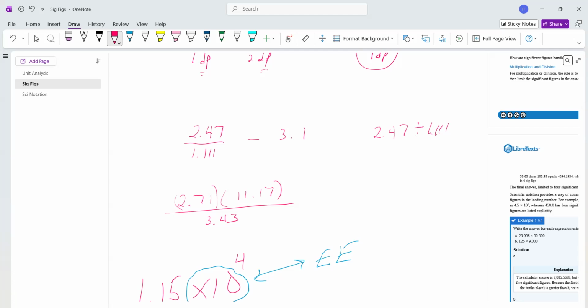Most of the time, you'll see it written like that. Okay, so we have division going on, and we have subtraction. Division takes priority over subtraction, so we need to do the division first.